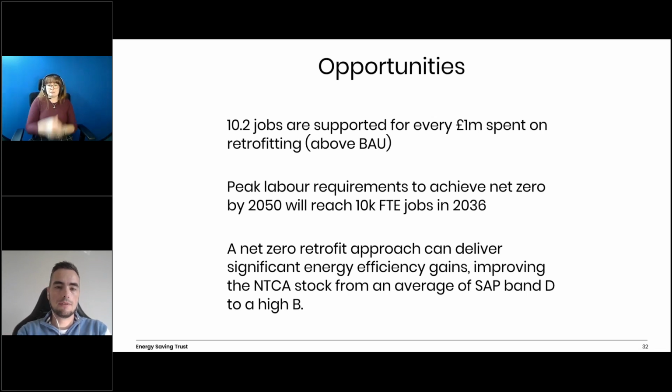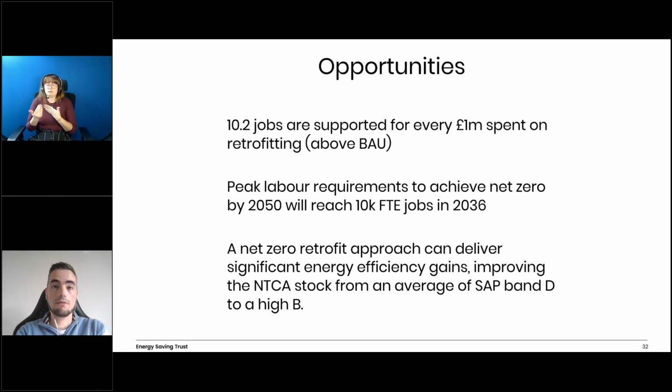Peak labour requirements by 2050 will reach 10k jobs in 2036. So again, we've got to start preparing now for potential skill shortages that might be realised if we don't put plans in place to deal with them later down the line.